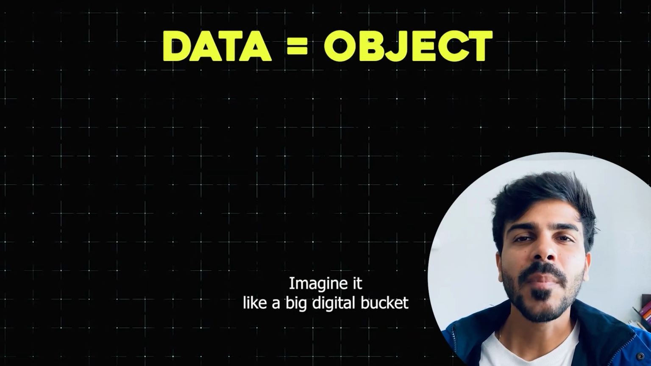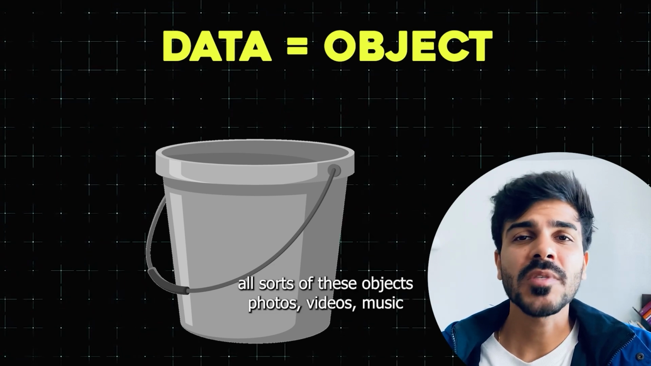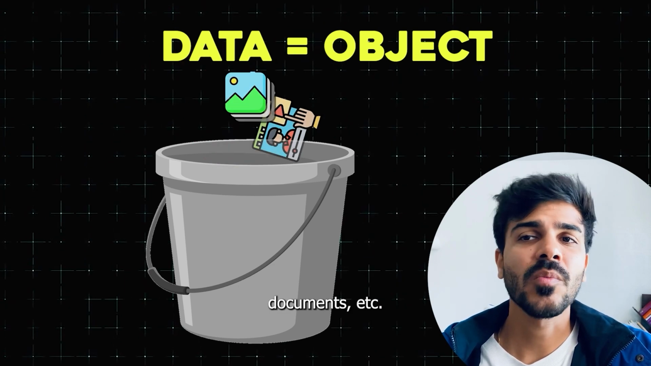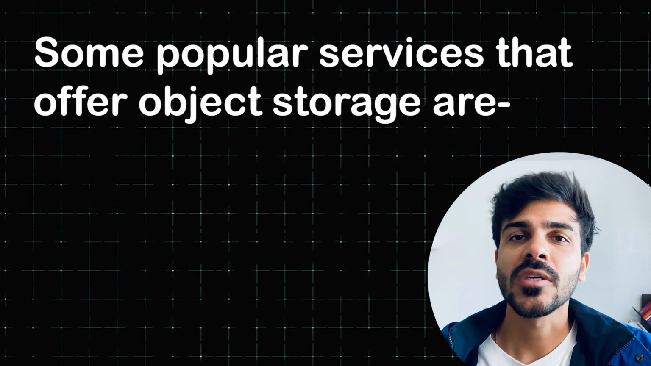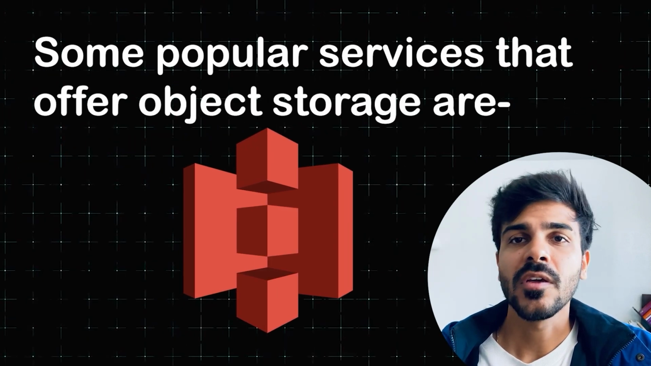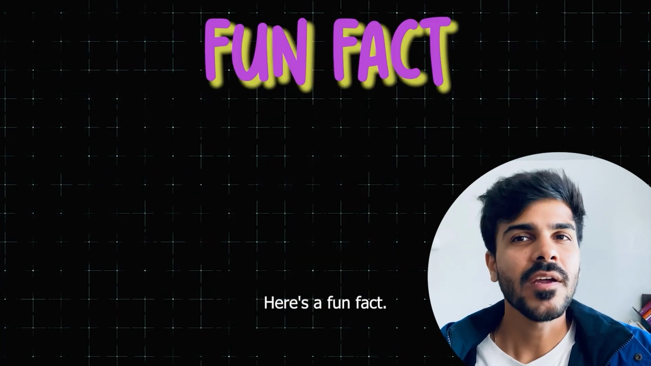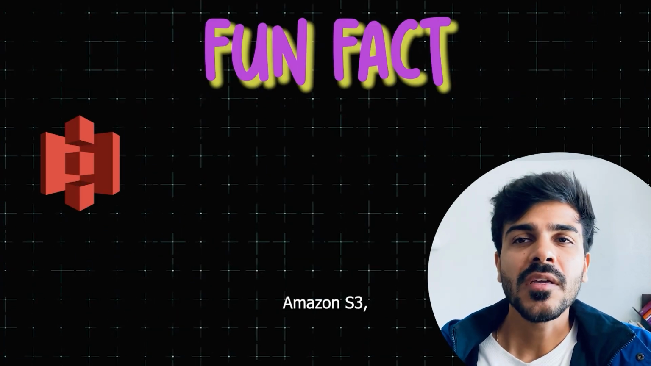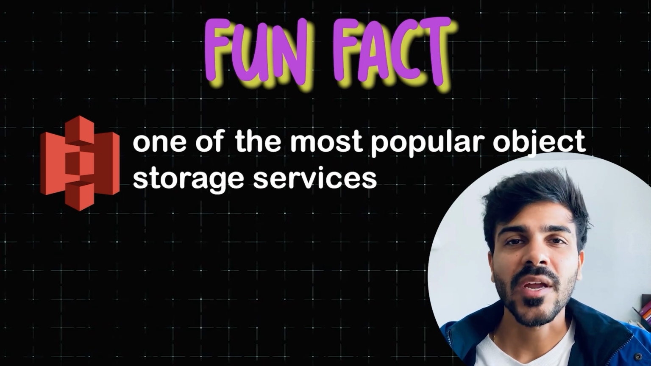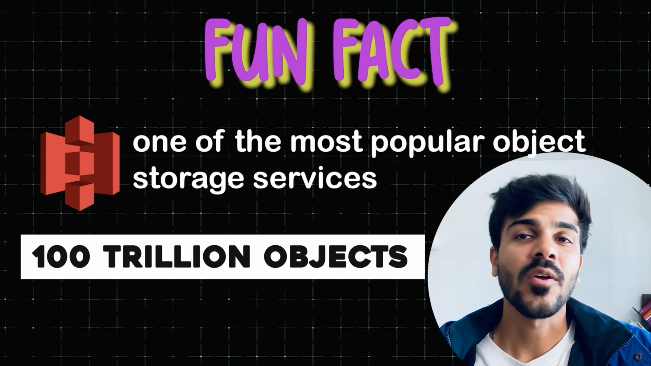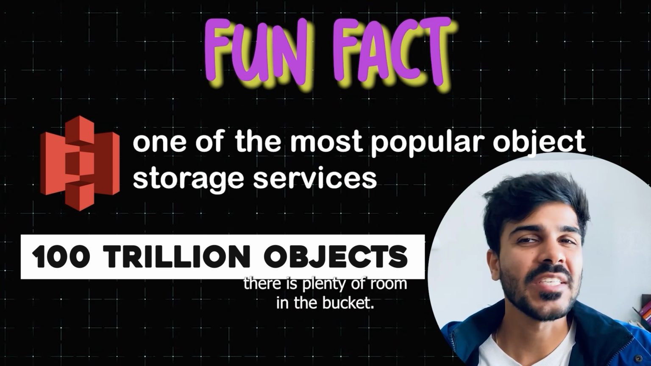Imagine it like a big digital bucket where you can toss in all sorts of these objects: photos, videos, music, documents, etc. Some popular services that offer object storage are Amazon S3, Google Cloud Storage, and Microsoft Azure Blob Storage. Here's a fun fact. Amazon S3, one of the most popular object storage services, is currently storing over 100 trillion objects. So no matter how much digital stuff you have, there is plenty of room in the bucket.